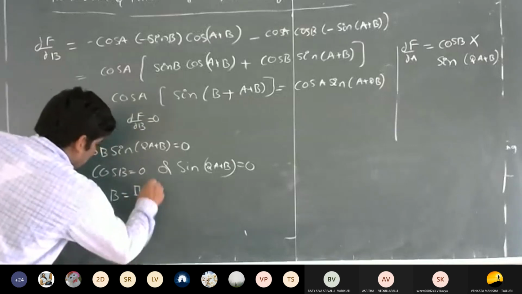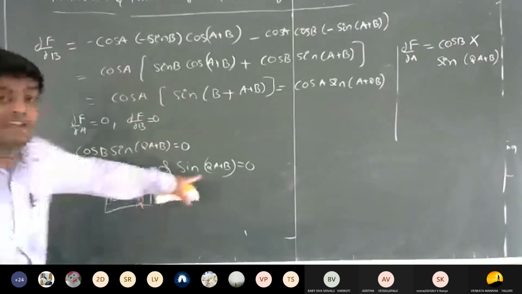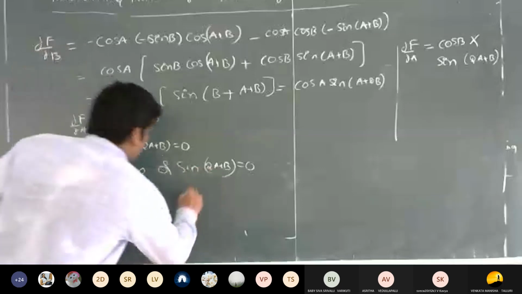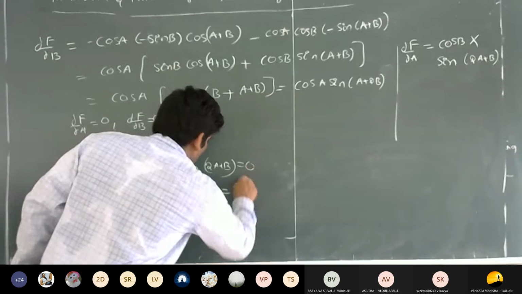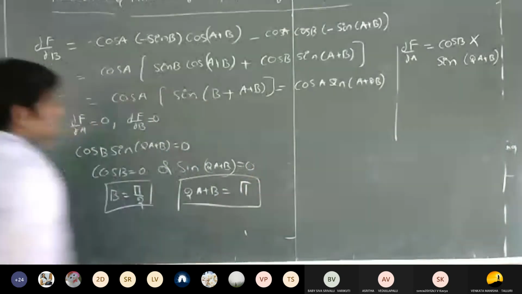Pi by 2. Here a, b, c are non-zero values. So that means 2a plus b is equal to what? Sin 0 means sin pi. So this is pi. This is pi.